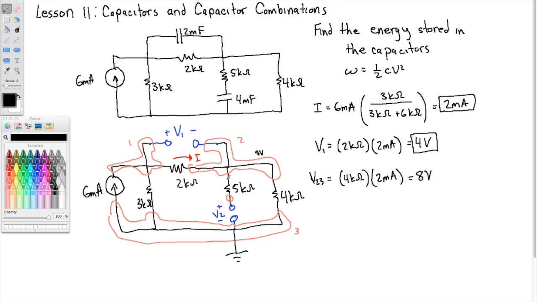Now what's the drop across the 5 kilo ohm resistor? And I'll give you a hint, there's no current going through that 5 kilo ohm resistor. So no current means no voltage drop. So if node 2 is at 8 volts, then the other end of that resistor must also be at 8 volts. That means the voltage we're looking for, V2, is 8 volts. Again, pause the video if you need to.